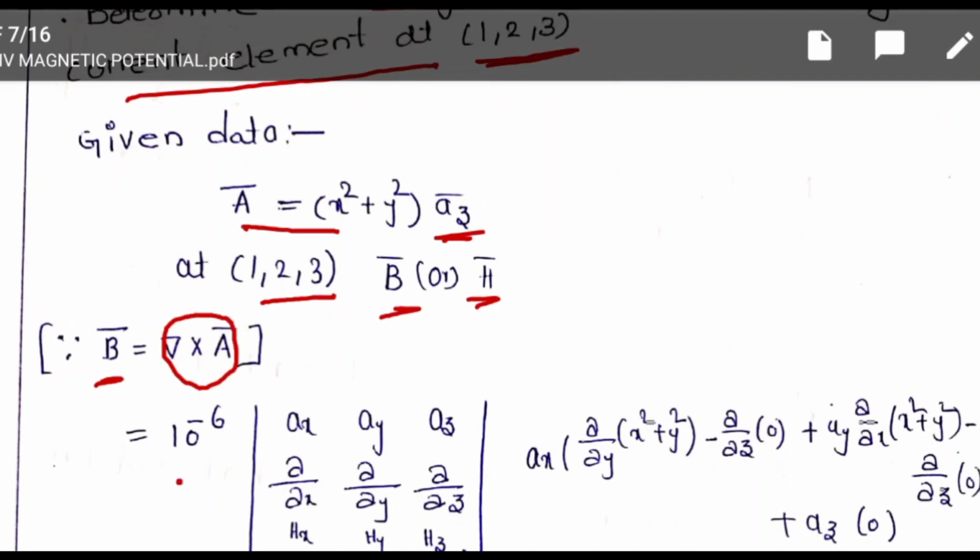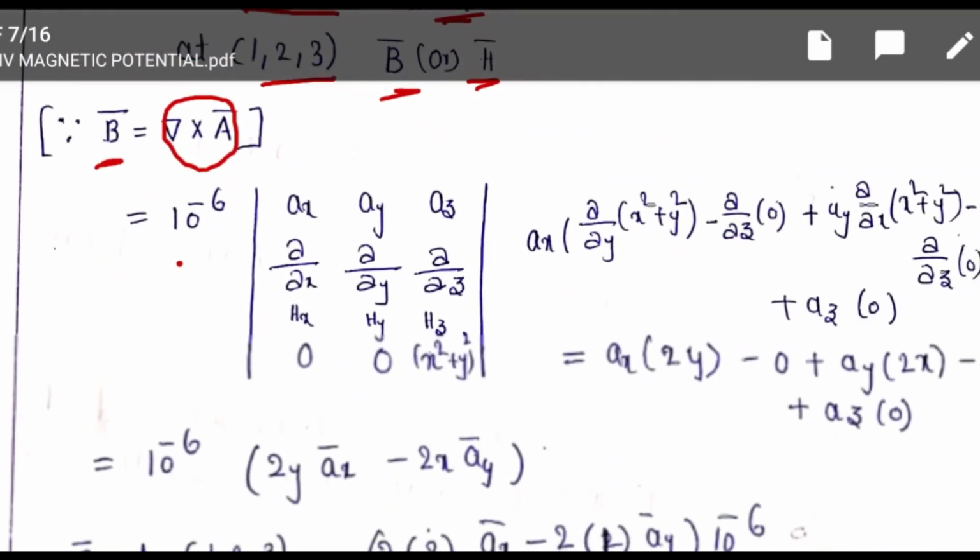It is micro, hence we can go for 10 power minus 6 into the curl, which means the determinant we are considering: AX, AY, AZ, dou by dou X, dou by dou Y, dou by dou Z, HX, HY, HZ. They are given that HX, HY are 0, 0, and HZ is x square plus y square.